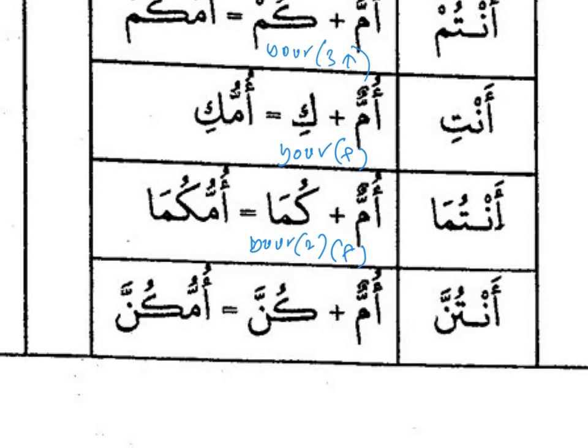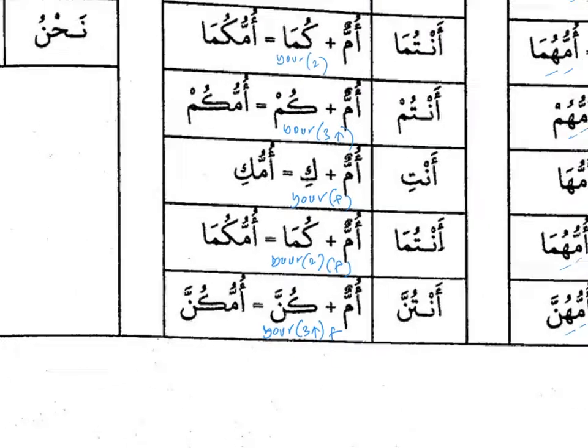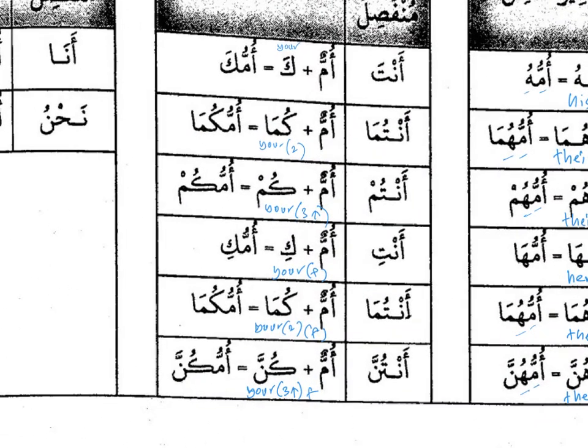And the next word is antunna. Antunna is you, for female, for plural three and above. If you want to say your for female and three and above, then you say kunna. Combine the two words, it becomes ummukunna. So these are the words again: ummuka, ummukuma, ummukum, ummuki, ummukuma, and ummukunna.